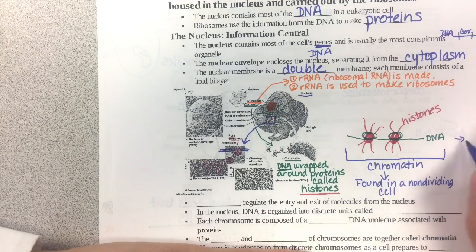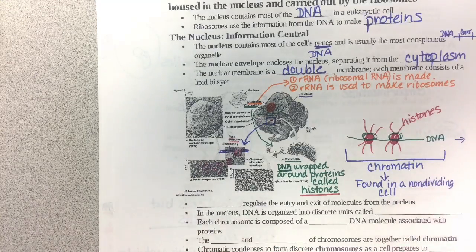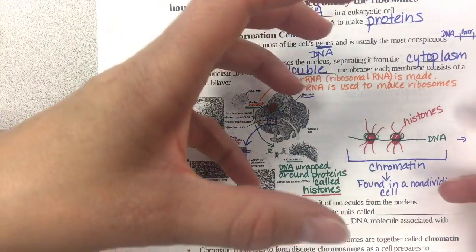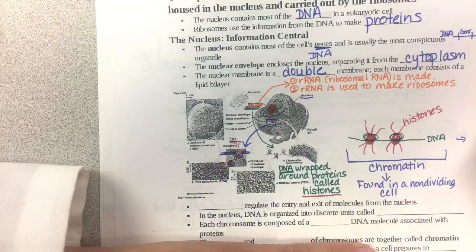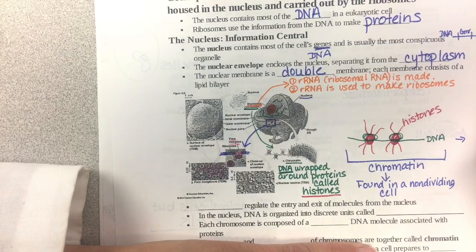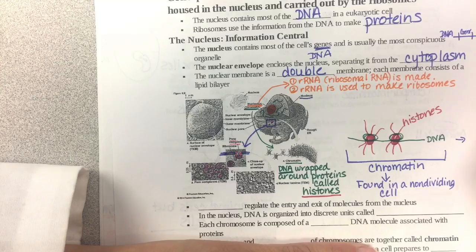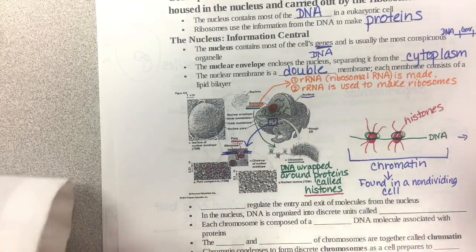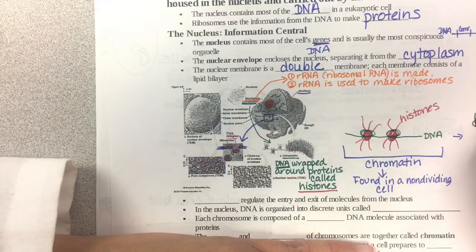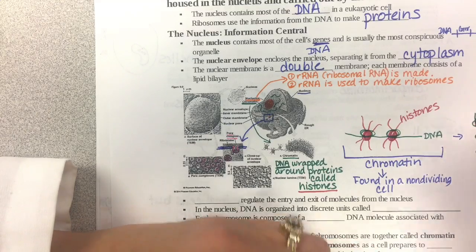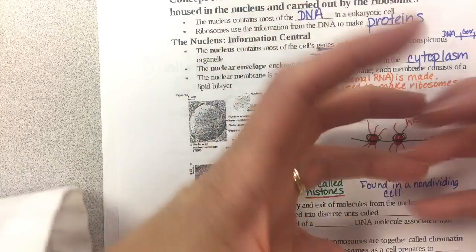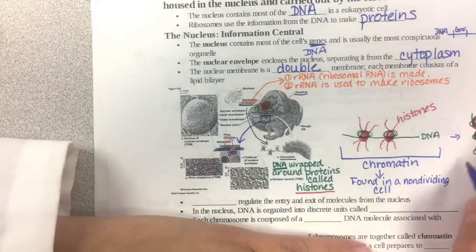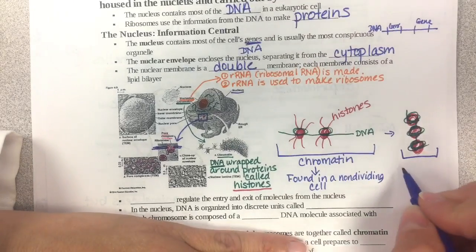So what happens is this chromatin, when a cell is getting ready to divide, all of these histone proteins come together and tightly pack together into this short, stocky little structure. So now all the histones are together, and you still have your DNA wrapped around them. But you get this shorter, thicker, stockier structure because it's all condensed together. And that is what's called a chromosome.